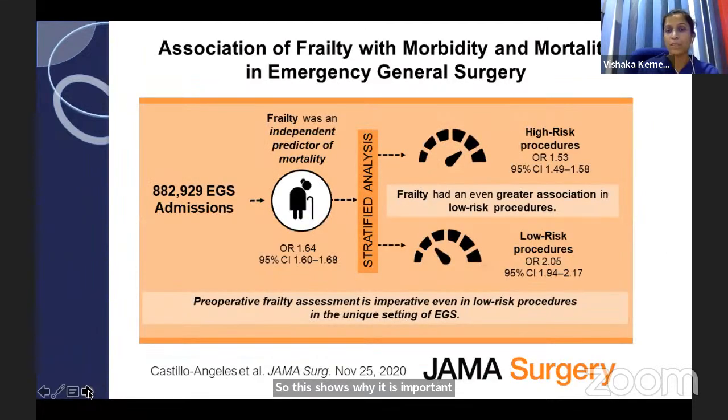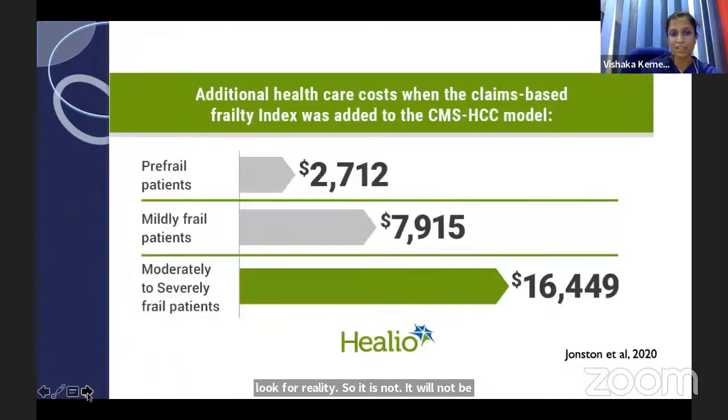And also, when it comes to emergency surgeries, they have found that these patients are at very high risk of perioperative complications, and even from low risk procedures they can get serious complications. So this means that even in an emergency setting you have to look for frailty. It will not be easy because it is a time consuming thing.